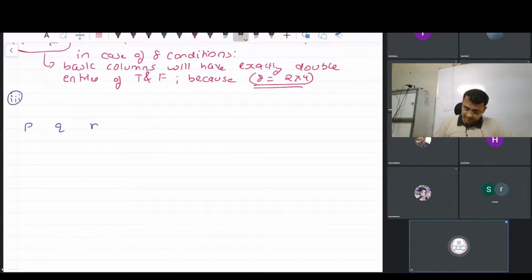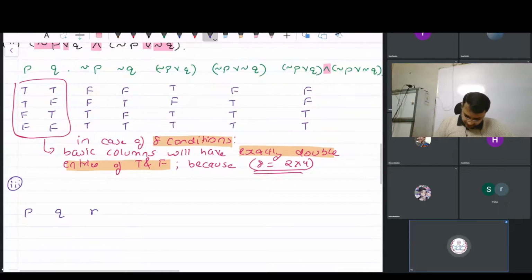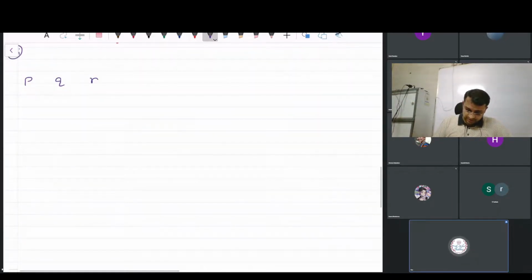the point says in case of 8 conditions, the basic columns will have exactly double entries of T and F. So now what does the meaning of this come out to be over here? Can you see this? Here I am writing TT and FF. So exactly double, what will that mean? Where there are 2 T's, in that place I will write 4 times T. And where I am having 2 times F, in that place I will write 4 times F. So here it will become like this.